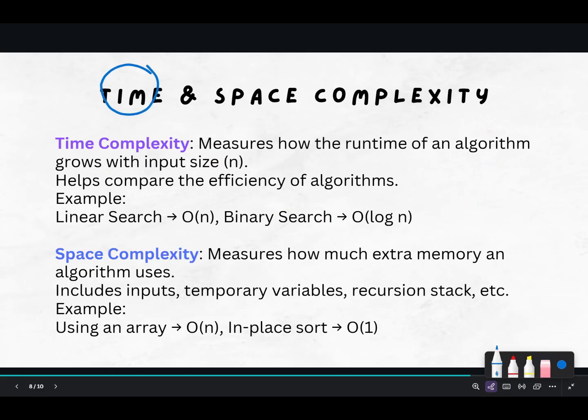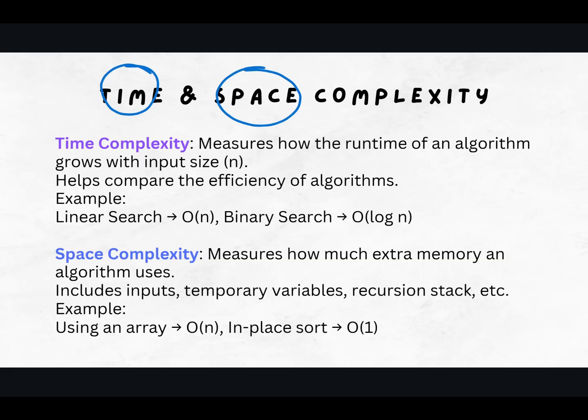Now there's something called time and space complexity. That's a really important subtopic of data structures and algorithms. So what is time complexity? It measures how the runtime of an algorithm grows with input size n. It helps compare the efficiency of algorithms. An example: linear search is O of n and binary search is O of log n. Okay, so this big O gives us the worst case time complexity.